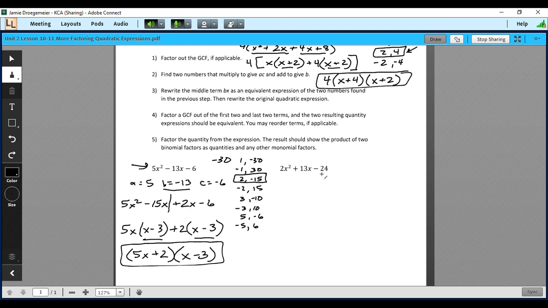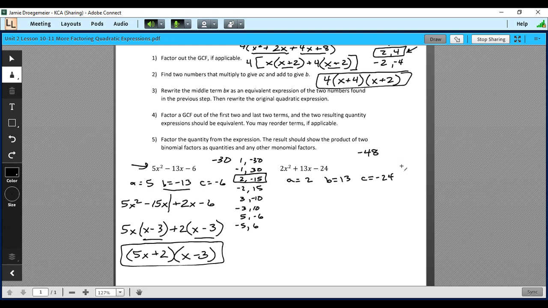2x squared plus 13x minus 24. A in this case is 2, B is 13, C is negative 24. And so we multiply A times C, 2 times negative 24 is negative 48. I kind of skipped a step there. I do want to see if there's a greatest common factor, but again, there's no greatest common factor to factor out.